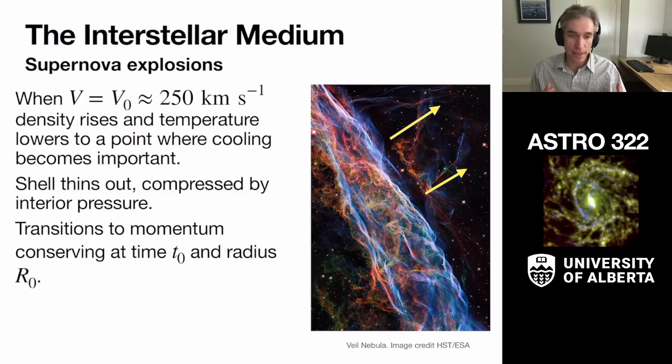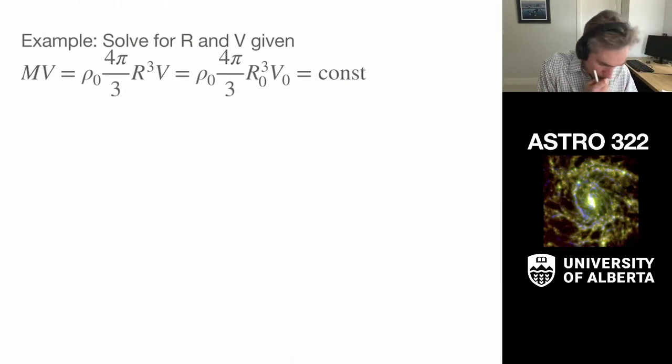And that happens at a characteristic velocity or shock speed of about 250 kilometers per second. And that leads to a fixed radius and time, given the parameters of the density of the medium and the size at which the supernova shock is when it transitions from energy conserving to momentum conserving.